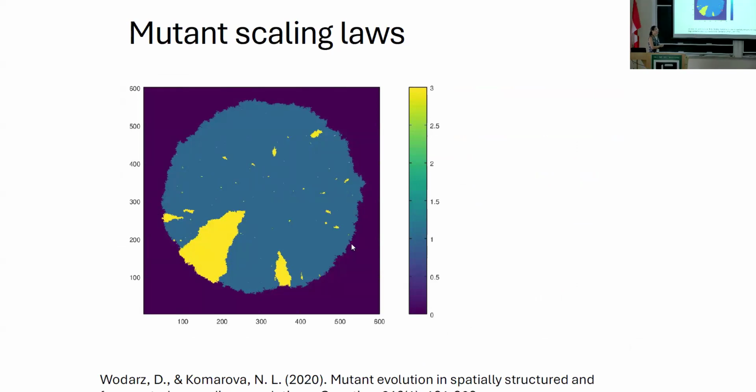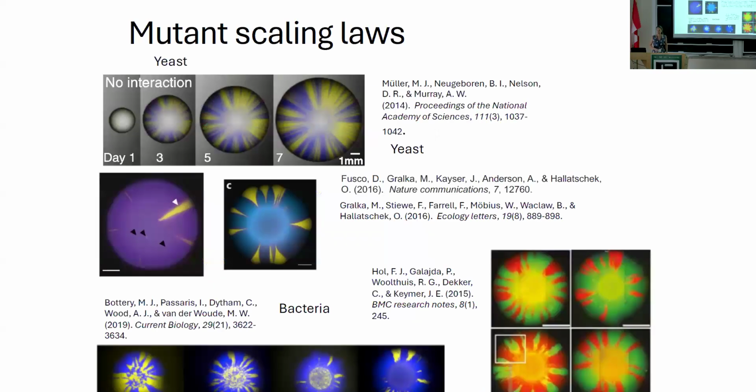Many colonies of mutants. As the colony increases, the mutants form these interesting looking slices, pizza slices. They grow together with the population. The question is, can we predict the amount of mutants that are contained in a growing population, depending on the geometry? These are experiments. They look better than the simulation, right?